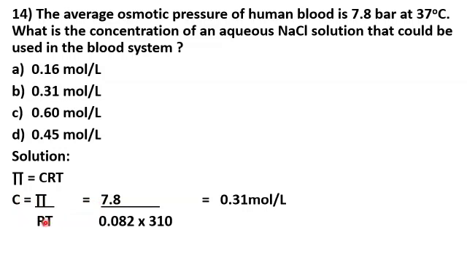7.8, R is 0.082 and temperature is 37 degrees Celsius, which must be converted into Kelvin scale, that is 37 plus 273 equal to 310. Substitute the values, simplify, and you will get an answer of 0.31 mole per liter. Hence here the correct option is B.